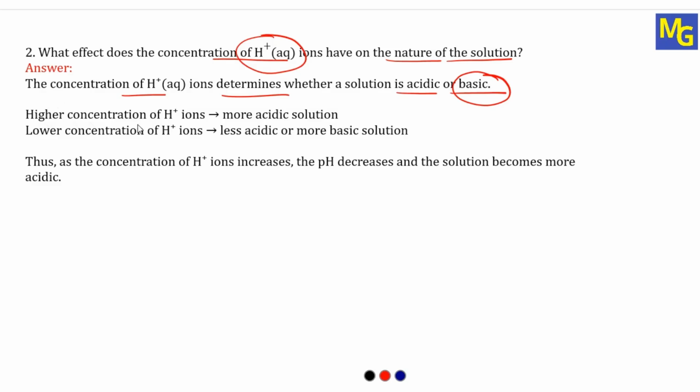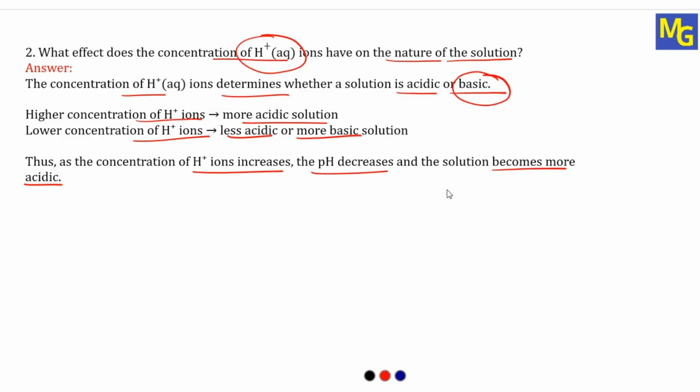Higher concentration of H plus ion, then the solution will be more acidic. Lower concentration of H plus ion, then the solution will be less acidic or more basic. Thus, if the concentration of H plus ion increases, the pH decreases, and the solution becomes more acidic, and vice versa. If the concentration of H plus ion decreases, pH increases, and the solution becomes more and more basic.